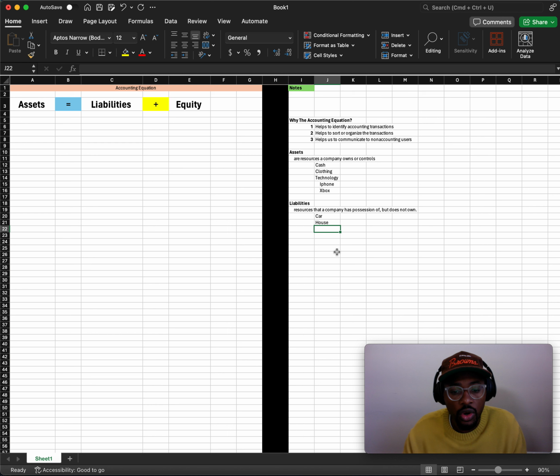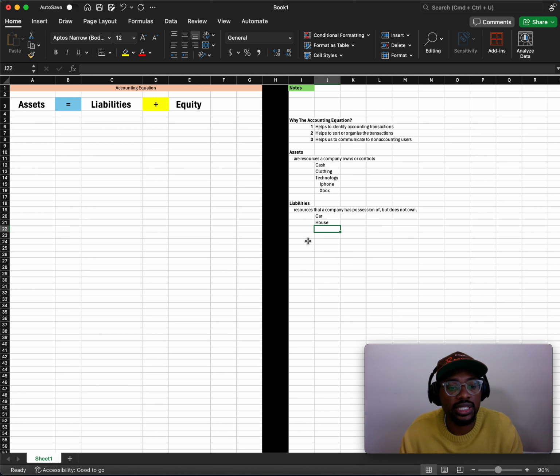Okay, what they don't tell you is that when you buy a home, although you possess it, meaning that you can cut the grass, you can paint the walls, you can put furniture in there, you can do whatever you want, the moment you stop making mortgage payments, Wells Fargo will come and take that house, or foreclose your house. So again, a liability is something that I possess but I do not own.